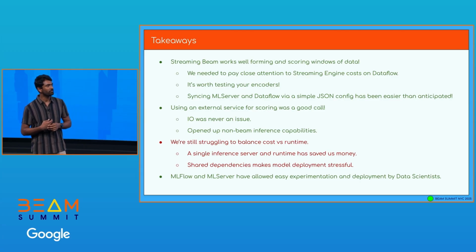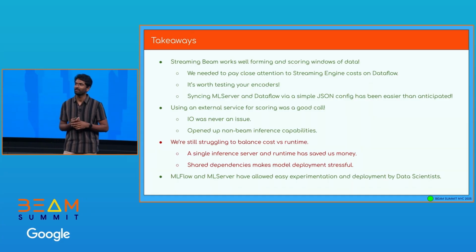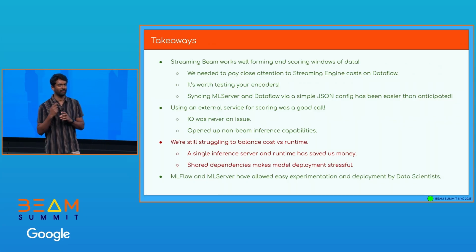And syncing MLServer and Dataflow through a simple JSON config, even though it seems very naive, it actually worked very well for us. We haven't seen any issues with that. We implemented a 5-minute expiry logic there, so for us to always stay in sync if a new config comes through from deploying a new model, at max we'll have 5 minutes delay in syncing that with the streaming system. And using an external service was a good call.